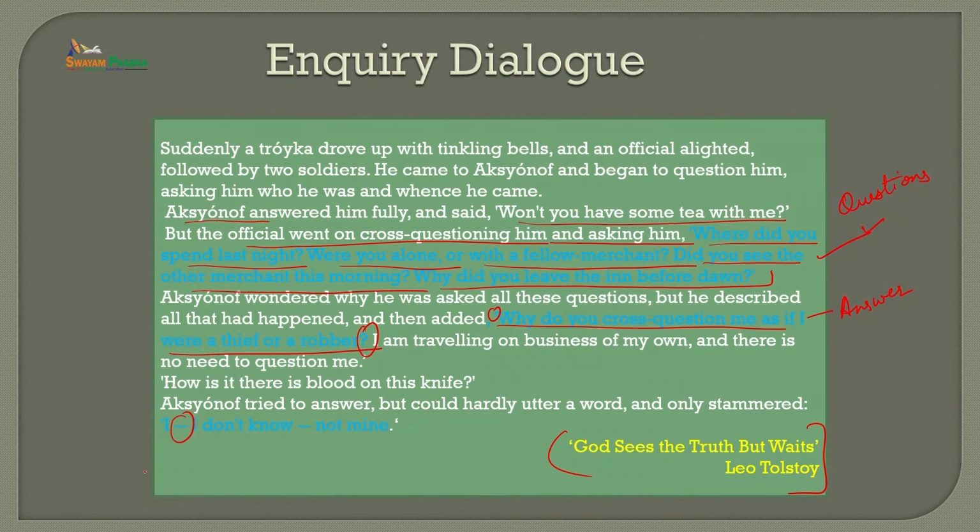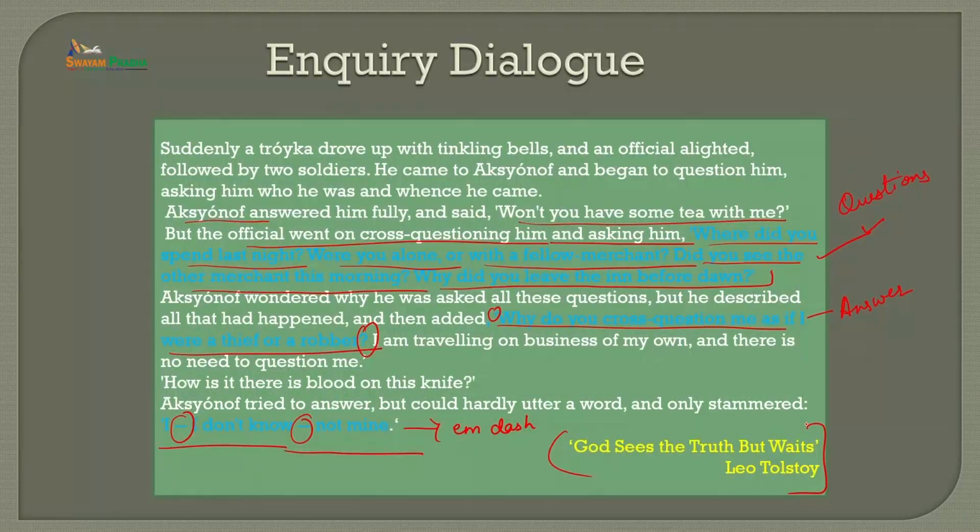look at this line, "I don't know, not mine." This clearly indicates that there are a few more examples where the person doesn't have to say anything. How is he going to examine and just explain everything? So this is again a wonderful example of inquiry dialogues.